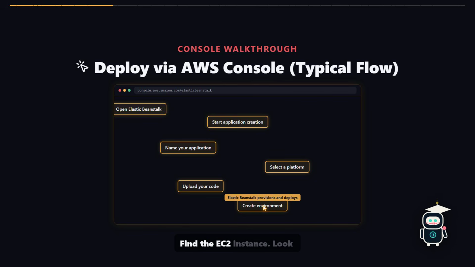Find the EC2 instance. Look at its security groups. If you created a load-balanced environment, inspect the load balancer and auto-scaling group. That's the most important part of this lab. Don't walk away thinking, "Beanstalk ran my application somehow." Walk away thinking, "Beanstalk created and manages an AWS environment for my application." That's the mental model you want.